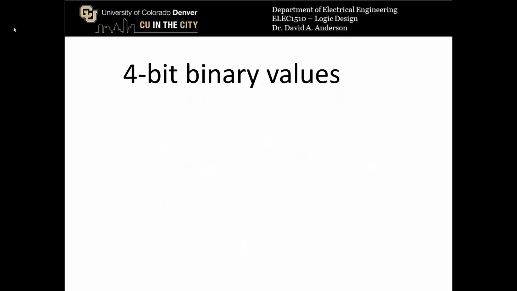Let's just review 4-bit binary values. These are what we would call unsigned binary values. So I'm just going to write unsigned. So when we talk about negative numbers, or negative and positive, that means signed numbers. When we're just talking about positive numbers, that means unsigned numbers. That'll become more important in embedded systems design.